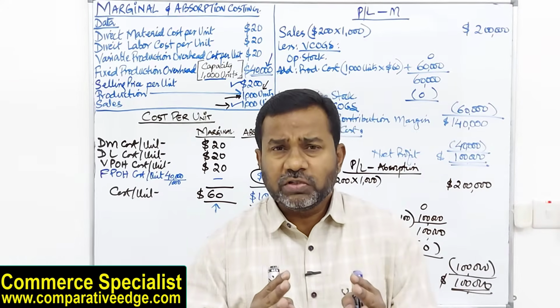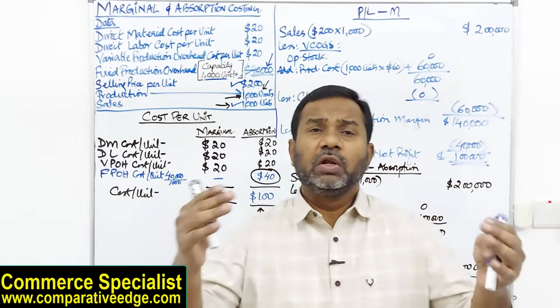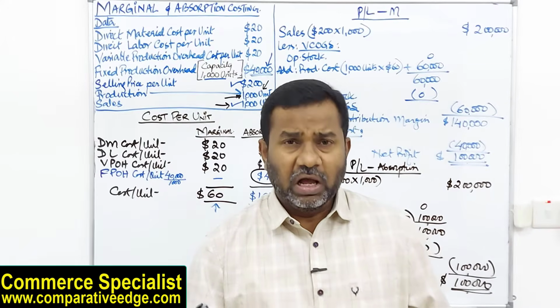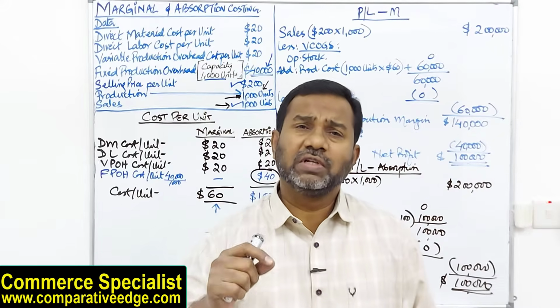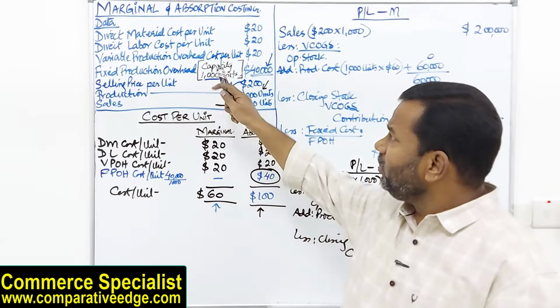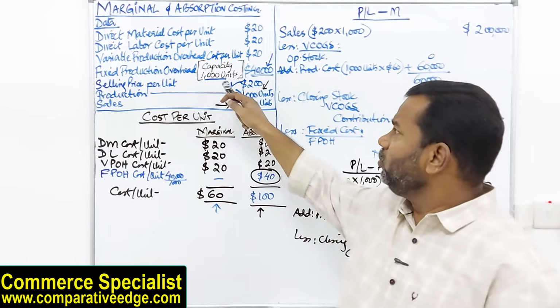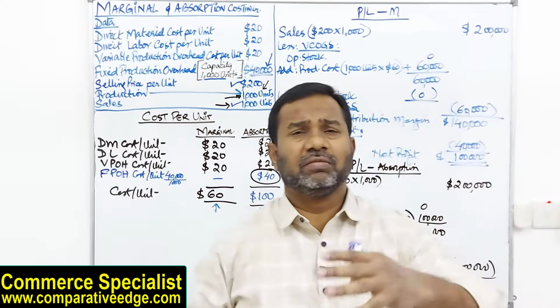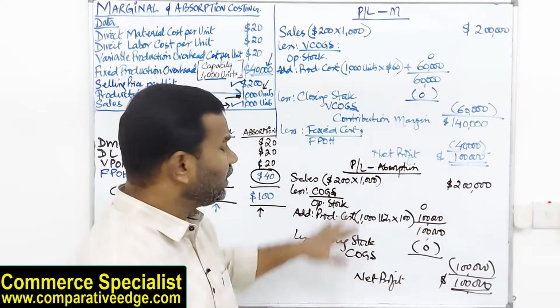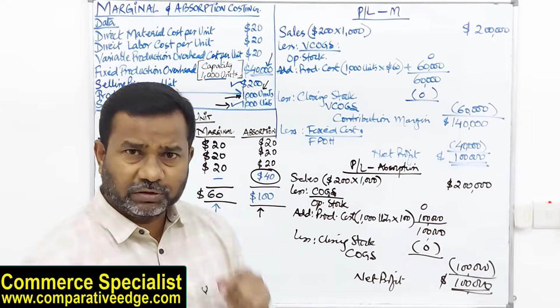Now I'm changing the question a bit to include the effects of closing stock. I am also changing the question a little more to see what happens when your capacity is 1000 and you're not making 1000, you're making maybe more or less units. Then how will these workings change? So let's have a look.